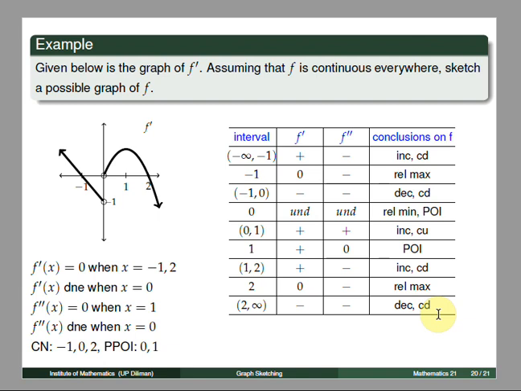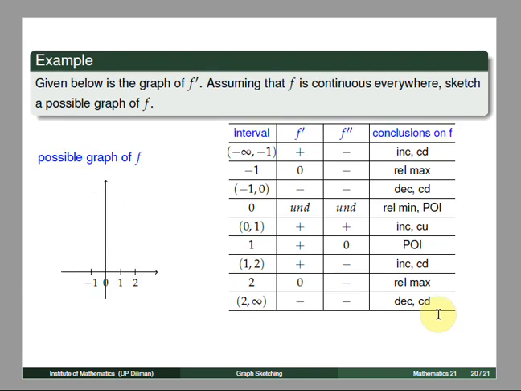We are now ready to graph a possible graph of your function f. So here is the possible graph of your f. We have put the numbers -1, 0, 1, and 2 because those are relative max and critical numbers and points of inflection. So just like the previous example on graph sketching, we just check the interval, okay, and then use the conclusions to graph the function.